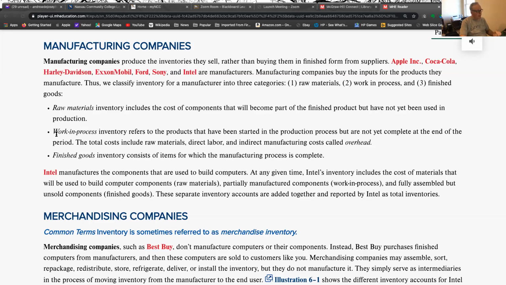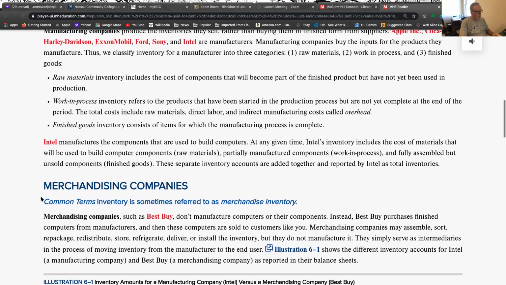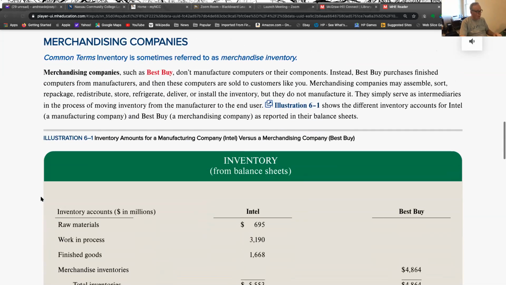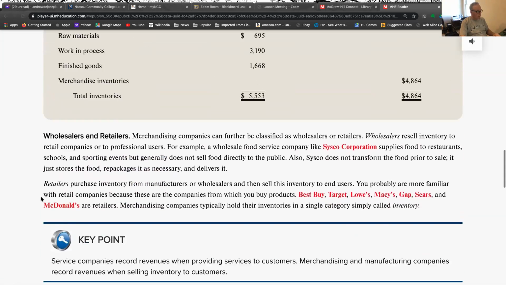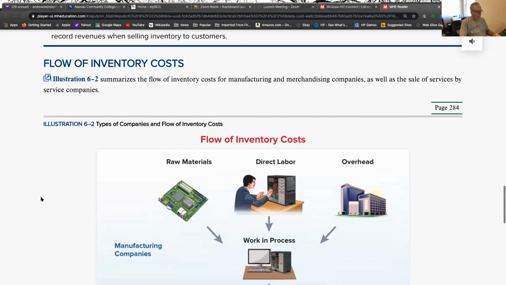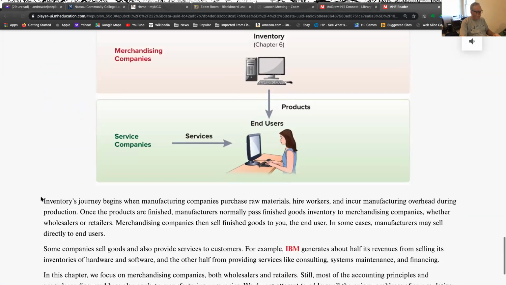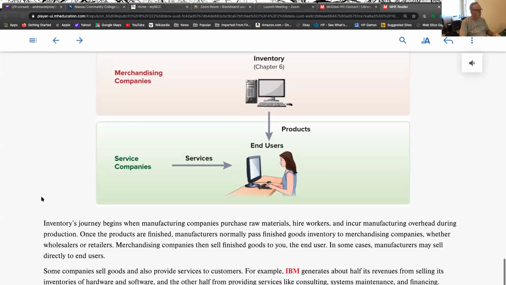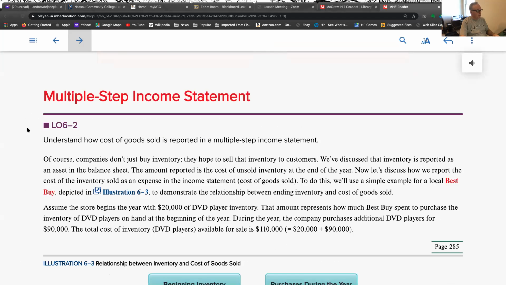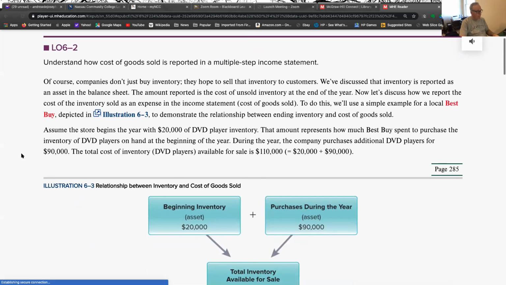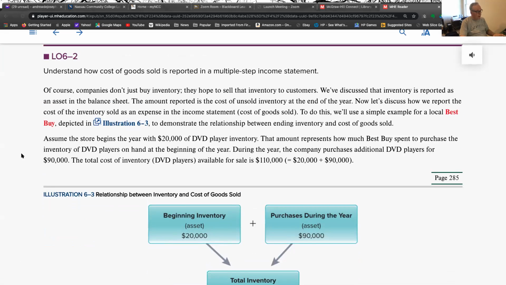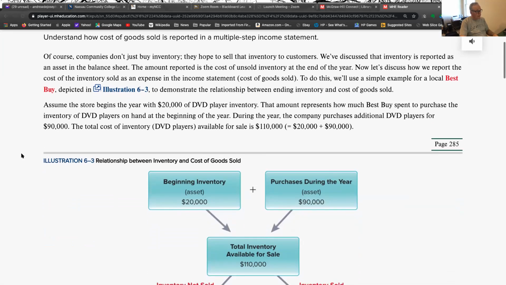So I don't want to spend a lot of time on that. I just want to point it out to you that there's a difference between manufacturing and merchandising. We are going to focus on merchandising, right? And all of this has to do with manufacturing, so we can just blow past it. We saw this last time. I showed this to you last time.